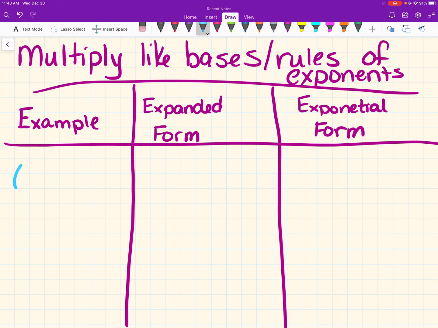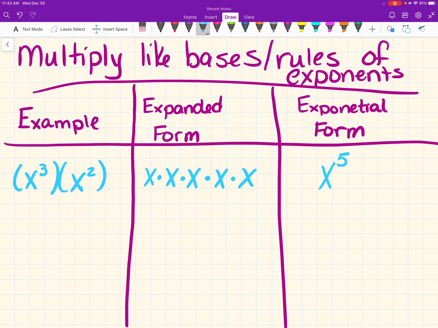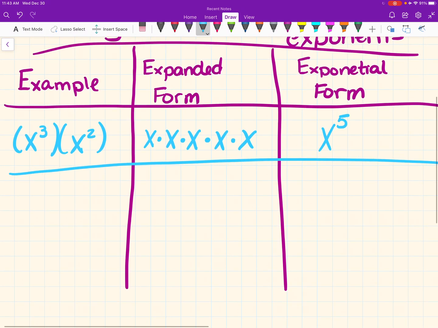For example, if I have x to the third times x squared. Now we first check to make sure we're dealing with the same base. The base here is x, so that's true. So we have 3 x's, because remember, exponents means repeated multiplication. And then we have 2 more. So how many do we have altogether? We have 5. Okay? So it's x to the 5th. And some of you already know the rule. You already can see the rule here. So let's try another one.